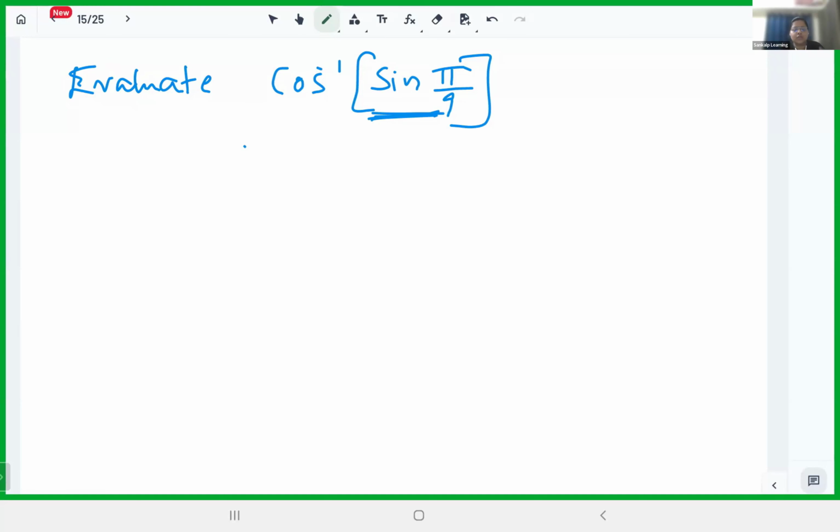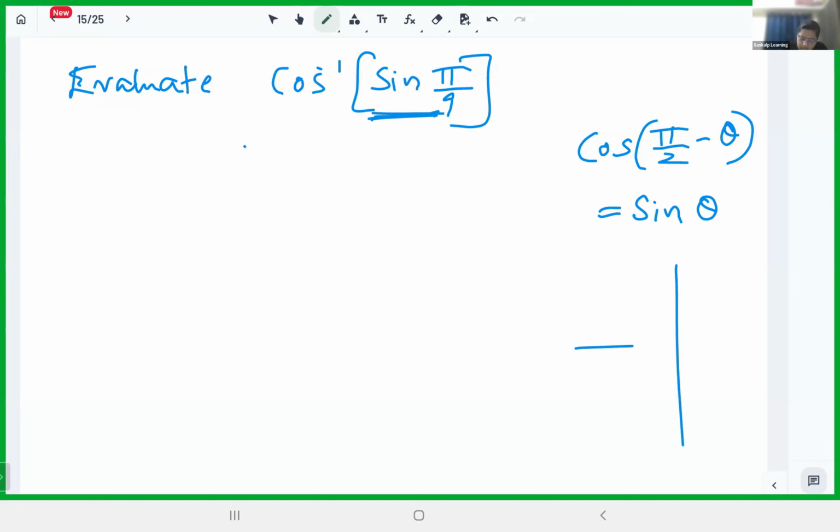So how will you do that? You have to choose a multiple of pi by 2. That is cos of pi by 2 minus some theta, which will give you sine theta. Cos of pi by 2 minus theta is nothing but sine theta. With the help of this we can also explain the first quadrant. Pi by 2 minus theta will go to the first quadrant, and in the first quadrant everything is positive, which means cos is also positive.